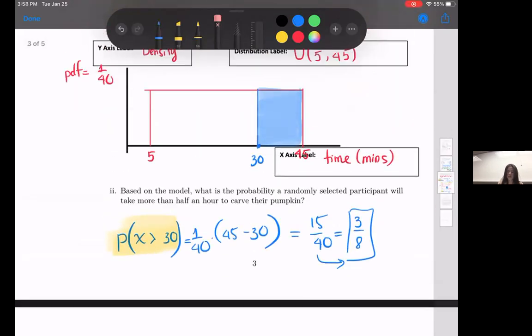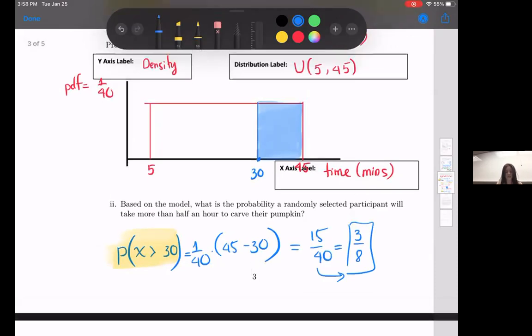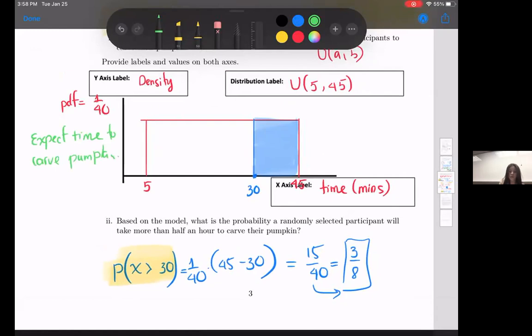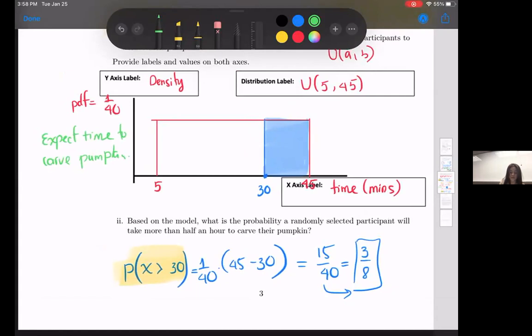Okay, so one more thing. If I ask you what is the expected value, what is the expected time to carve the pumpkin, say an actual question, what would you say? Would it be the average? So like 25? Yeah. You have to give me the notation as well. Provide notation and symbol. What is the notation for expected value?